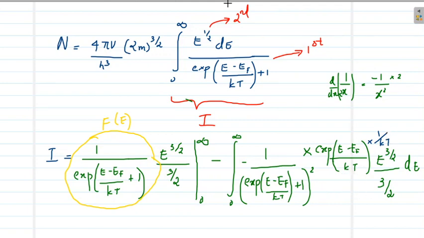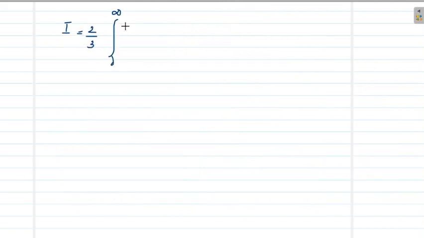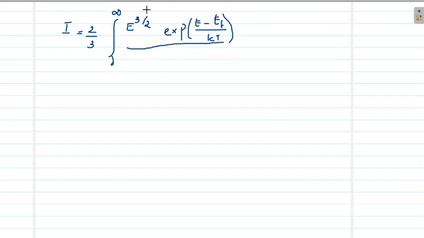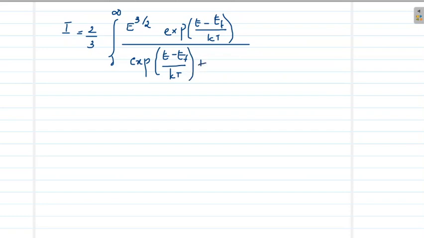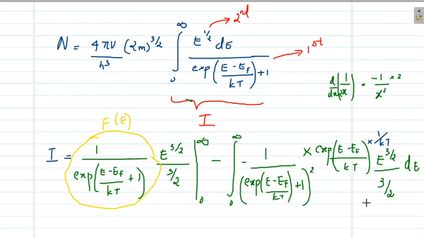So please correct that. Now moving on, it is 2 by 3 kT into E raised to 3 by 2 into exponential of (E minus EF) by kT divided by exponential of (E minus EF) by kT plus 1 the whole square, into kT, because that 1 by kT factor will be in the denominator.